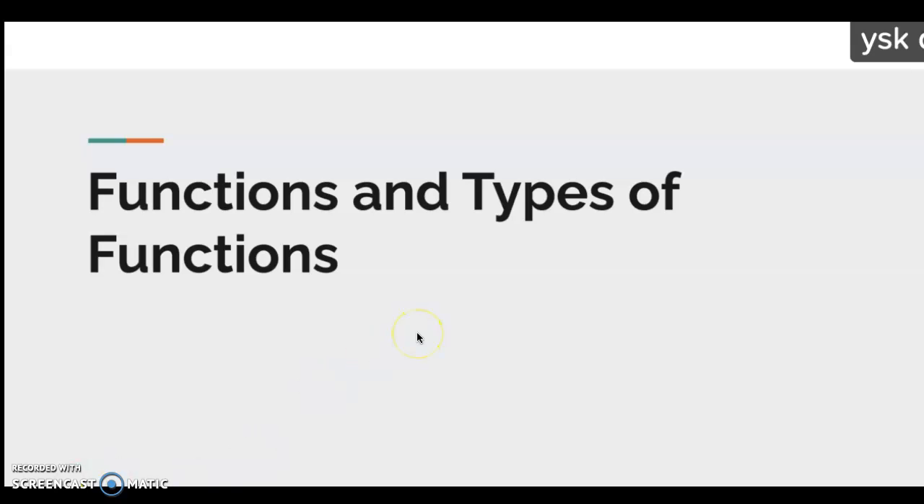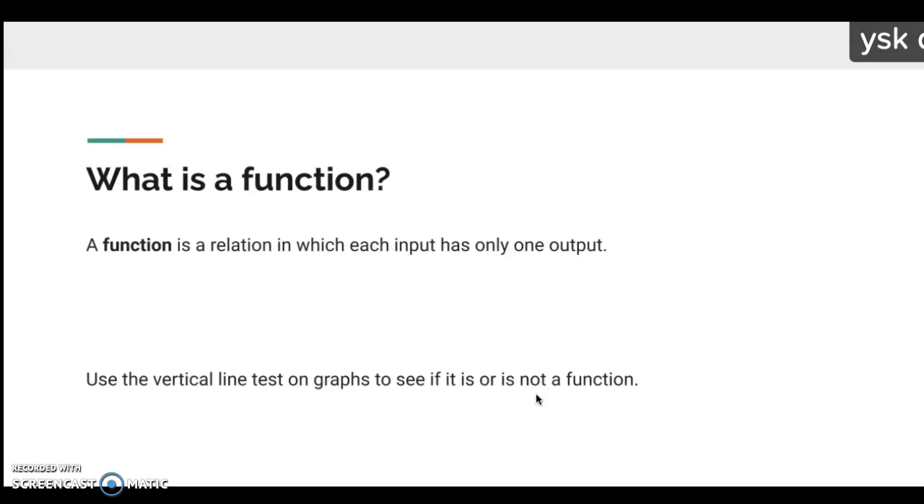Today we are going to talk about functions and types of functions. What is a function? A function is a relation in which each input has only one output, meaning for every x value that you have only one y value. So if I plug in a number such as x equals 2 into an equation, I can only get out one answer for y.